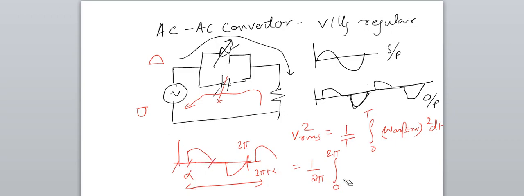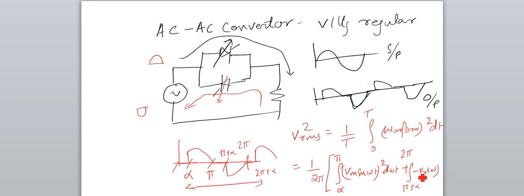So what you have to do is integrate from alpha to pi. This is your pi, alpha to pi. This is your positive half cycle. So Vm sin omega t whole squared d omega t, plus from pi plus alpha to 2 pi, minus Vm sin omega t whole squared d omega t. So you have to integrate.